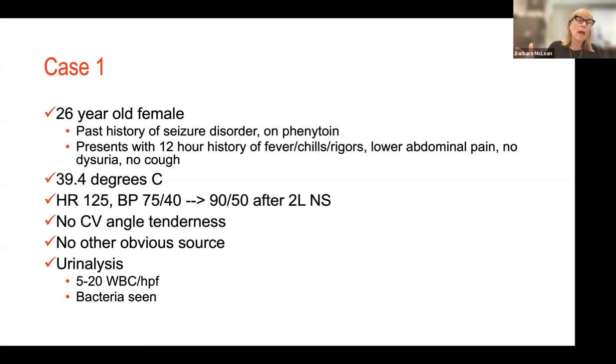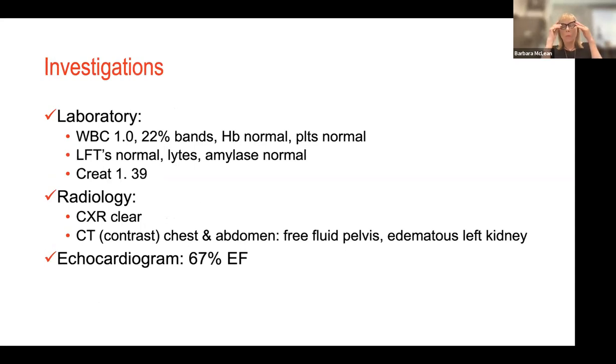So she gets 30 mLs per kg as dictated by the surviving sepsis guidelines. And after 2 liters of normal saline, because she gets 1 liter in the ambulance and another one when she's in the emergency room, her pressure does respond. It comes up from 75 over 40 to 90 over 50. She has no CVA tenderness and no other obvious source. The assumption is that she has a urinary tract infection because on urinalysis, bacteria is seen and she has 5 to 20 white blood cells per high power field.